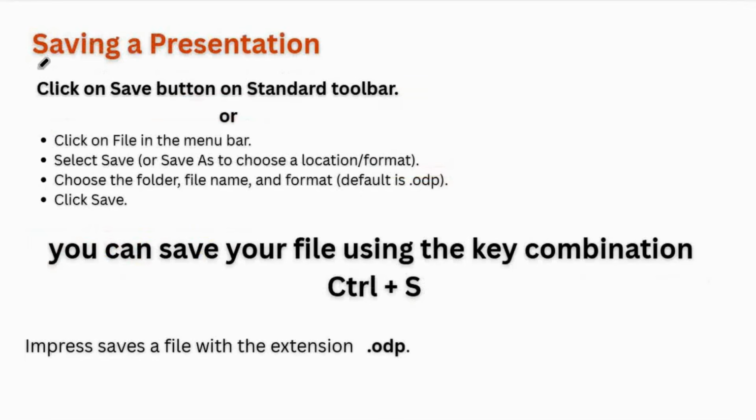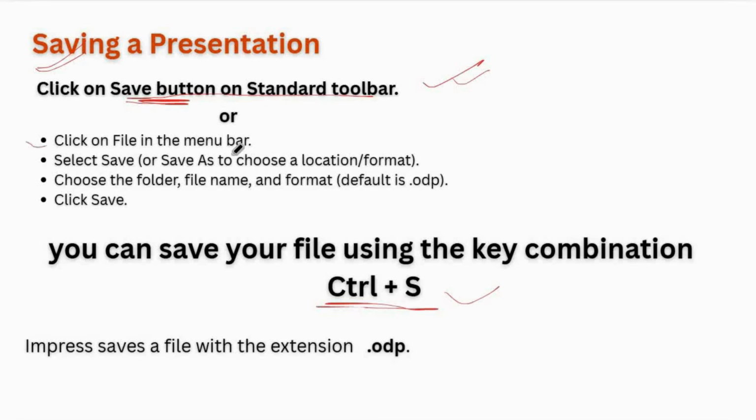Okay. Now, how to save a presentation? The shortcut for saving the presentation is Control plus capital S. Another way is to click the Save button on the standard toolbar. In the standard toolbar, you have the option of the Save button. You have to click the Save button. This is one method. This is the shortcut method, Control plus S.